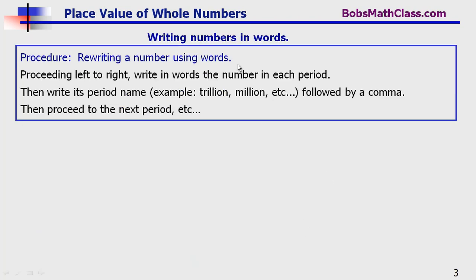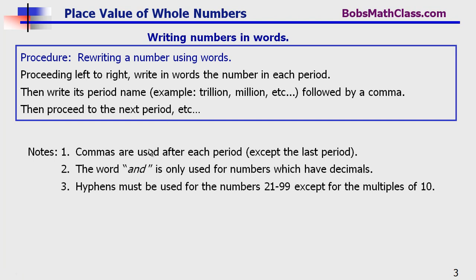Okay, writing numbers in words. The procedure for rewriting a number using words: proceeding left to right, write in words the number in each period. Then write its period name, for example trillion, million, etc., followed by a comma. Then proceed to the next period.